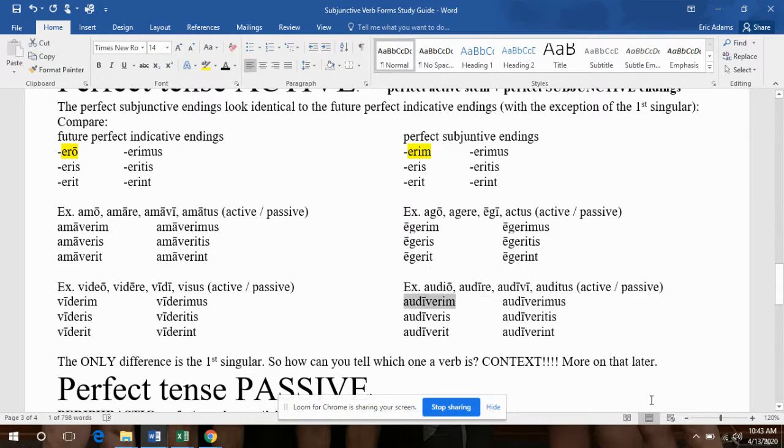The only one in which it is clear that we're dealing with the perfect subjunctive and not the future perfect indicative is the erim versus the ero. But again, the forms, how will you know whether it is going to be a future perfect indicative or a perfect subjunctive? Context. And we'll have more on that later when we see what kind of clauses subjunctive verbs are in and why they are in those particular clauses.